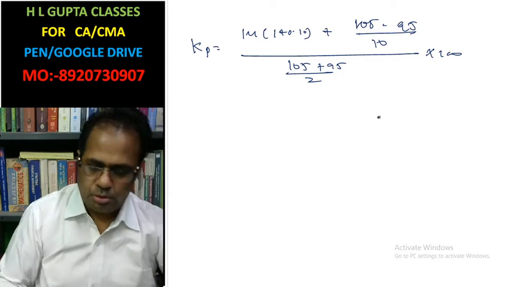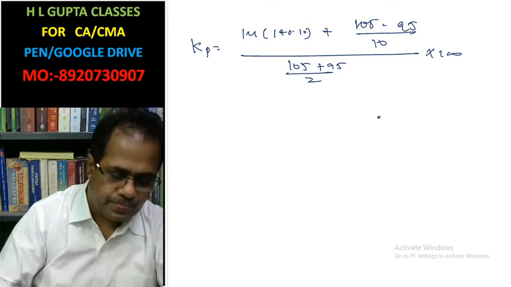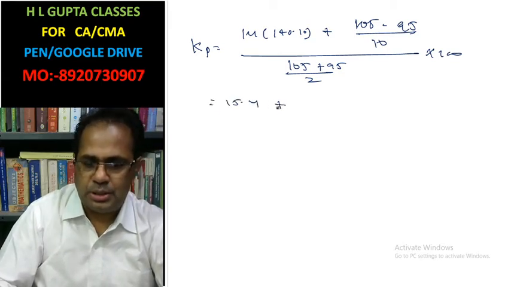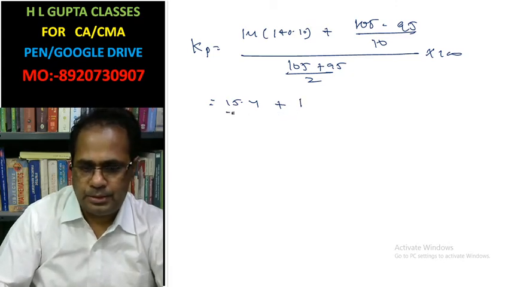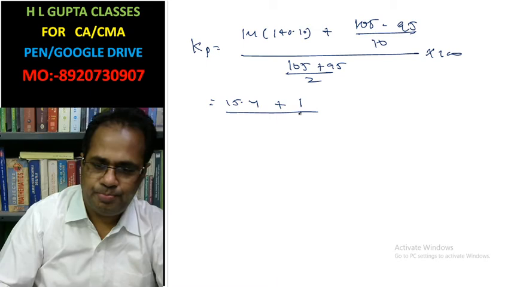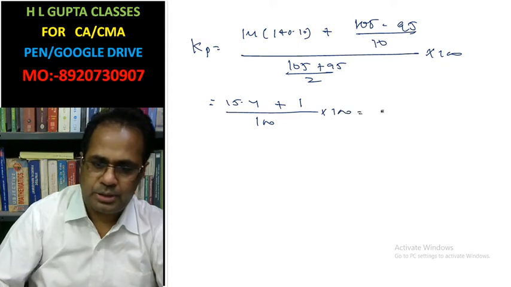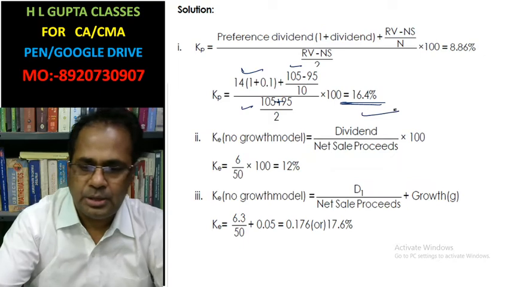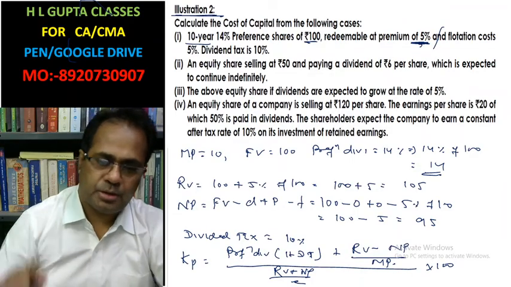Look at it. 14 into 1.1 is 15.4, plus 10 divided by 10 is 1, giving 16.4, divided by (105 plus 95) divided by 2, which is 100, into 100. So 16.4% is the answer. 16.4% is the answer.